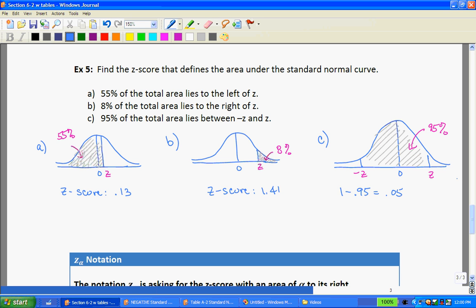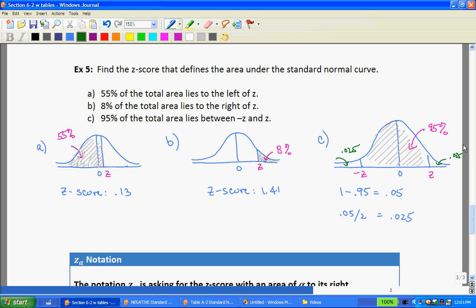Now that's the total area that's not in between. So that's this area here and this area here. Because I have the same value on each side, these two tails are symmetric. So I'm going to take that 0.05 and divide by 2, which gives me 0.025. So each tail is worth 0.025. And I really only have to find one of them to find out what that z-score is.